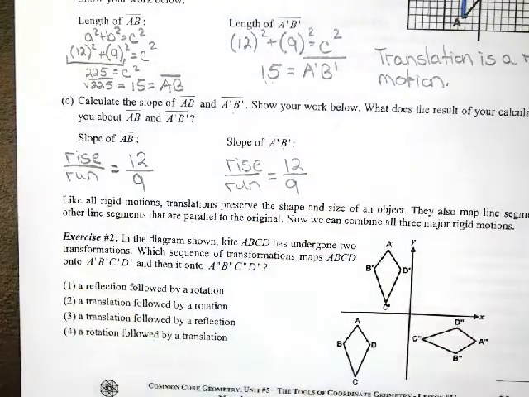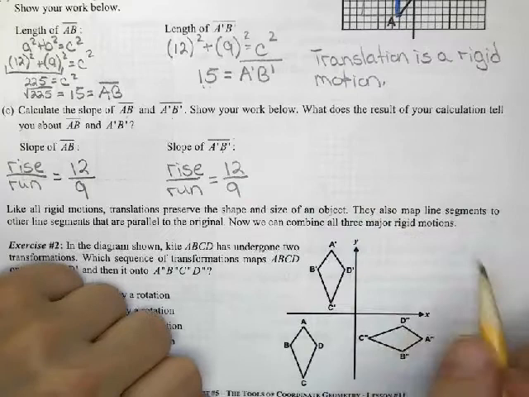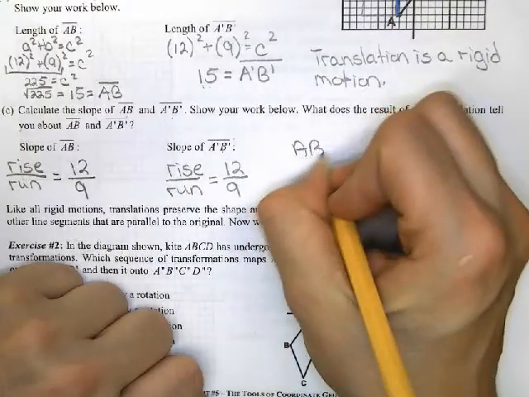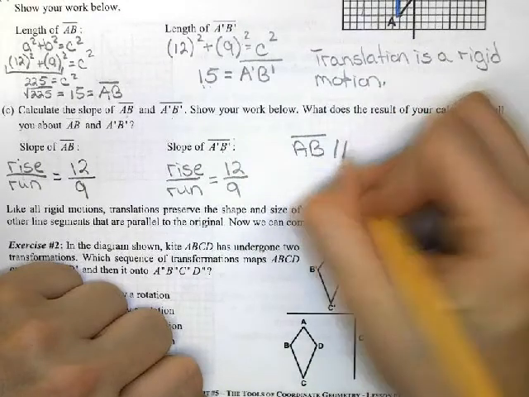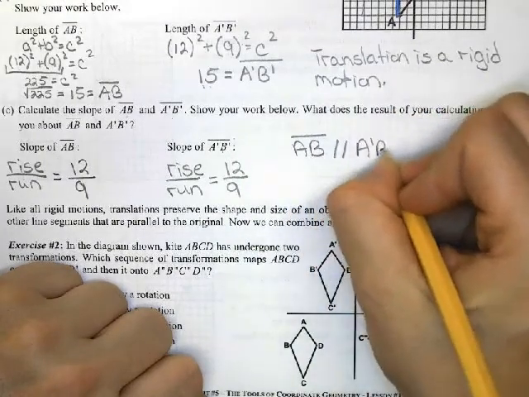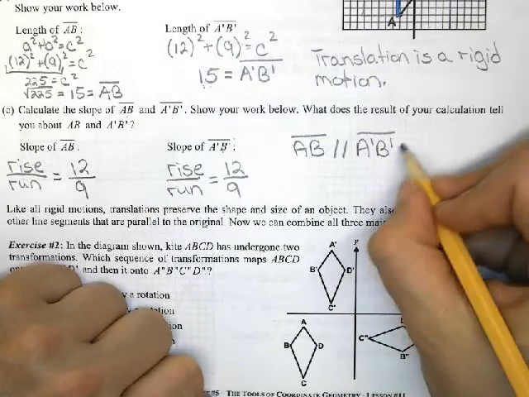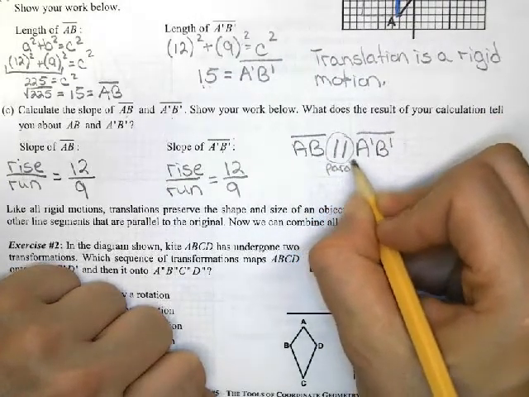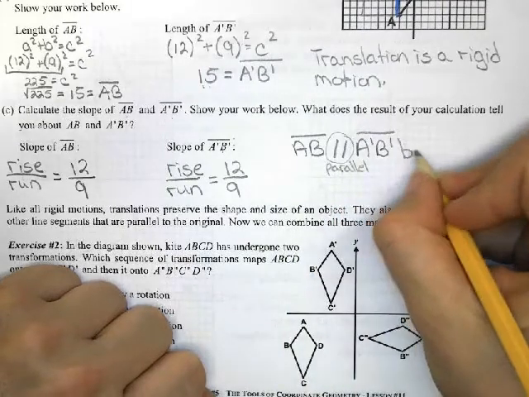So if you remember anything from the previous unit, that actually makes these parallel because they are the same slope. So segment AB is parallel to segment A prime B prime because, now remember, this is the symbol for parallel, because they have the same slope.